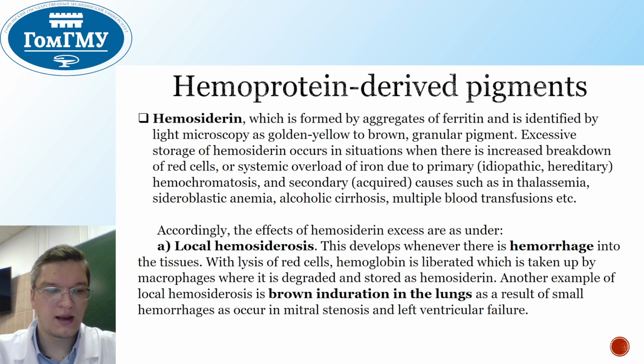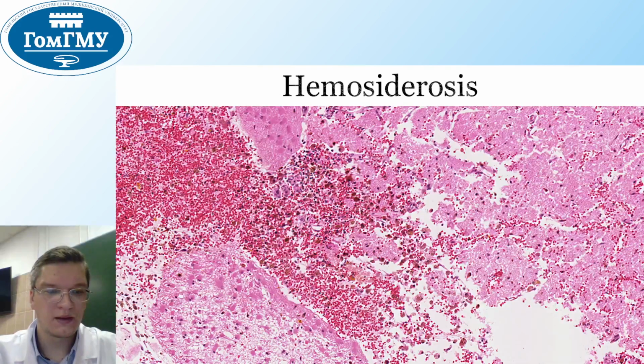Accordingly, the effects of hemosiderin excess are as under: local hemosiderosis, which develops whenever there is hemorrhage in the tissues. With lysis of red cells, hemoglobin is liberated, which is taken by the macrophages, where it is degraded and stored as hemosiderin. The change in colors of a bruise or a black eye are caused by the pigments like biliverdin and bilirubin, which are formed during transformation of hemoglobin into hemosiderin. In the microphotograph, we see a lot of hemosiderophages in the center of the picture.